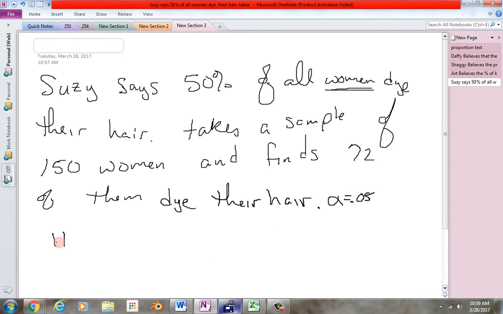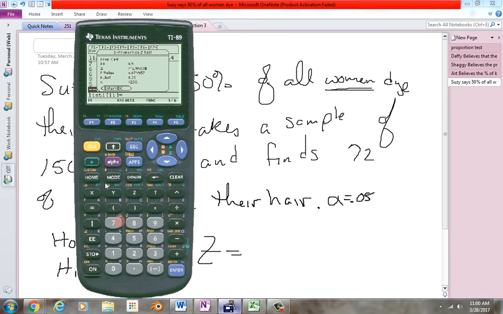So what did Susie say? Well, Susie said that the p was 0.5. And of course, the alternative to that is, well, it's not 0.5. I don't know what it is, but it's not 0.5. That's the alternative. And so z equals, well, 72 out of 150, that would be our p hat. Don't really know what that is, so let's go ask Betsy.